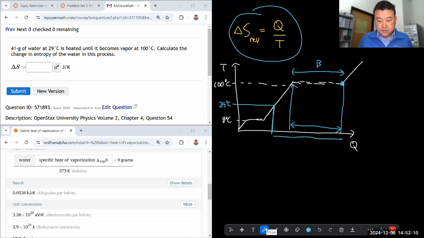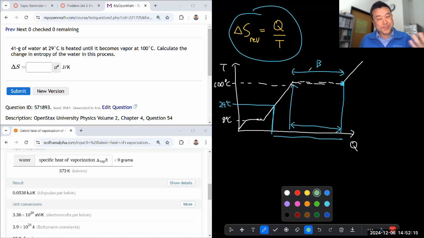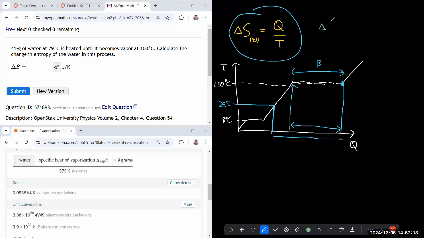And I'll just write out the thing that I'll add on after we are done with the other part that's going to be longer. So delta S_B should be the latent heat of vaporization times the amount of water, 41 grams, divided by the temperature, 373 Kelvin, for the temperature at which it's boiling. So we'll be adding this on after we are done with part A of the process.